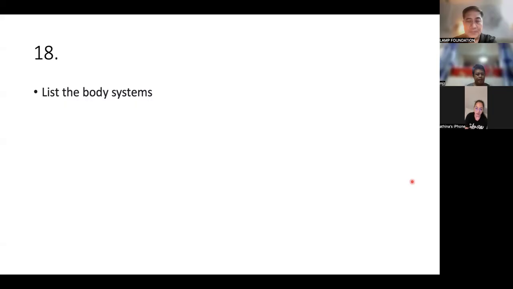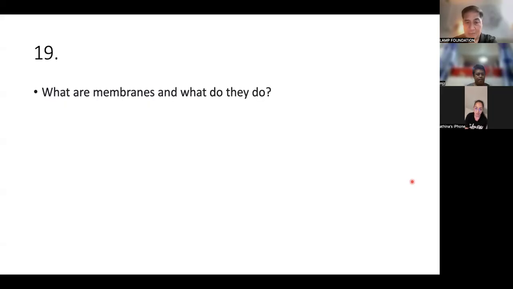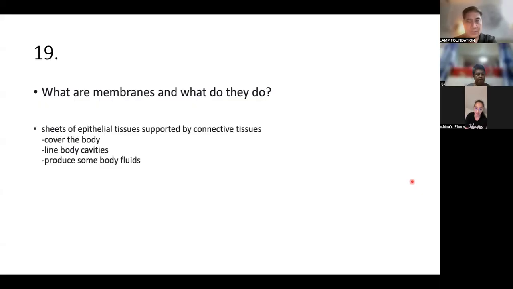So it's the circulatory, reproductive, endocrine, respiratory, digestive, skeletal, integumentary, the urinary, and the muscular system. Great. What are membranes? What do they do? Membranes are sheets of epithelial tissues supported by connective tissues. They cover the body, they line body cavities, and they produce some body fluids.